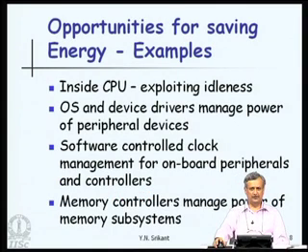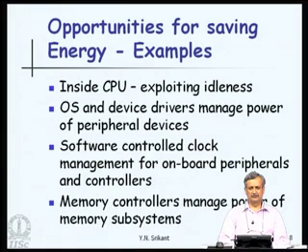To give you some examples of how to save energy: inside the CPU we can exploit the idleness of the CPU. In other words, whenever the CPU is idle, we could put in a small piece of hardware inside, which switches off parts of the CPU, say maybe the ALUs and so on, a cache. Similarly, the operating system and device drivers can manage power of the peripheral devices very intelligently. Whenever the device is not being used, perhaps the power supplied to it can be cut off, or the voltage can be reduced, and so on.